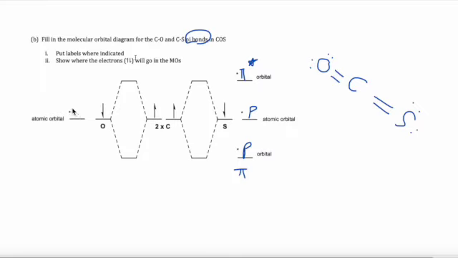And it's the same thing over here, it's the p atomic orbitals, because we're looking at the overlap of the p orbitals, because the overlap of p orbitals is what creates the pi bonds. So again, because there is one pi bond between carbon and oxygen, that corresponds to 2 pi electrons. And that should be it for this part of the question.